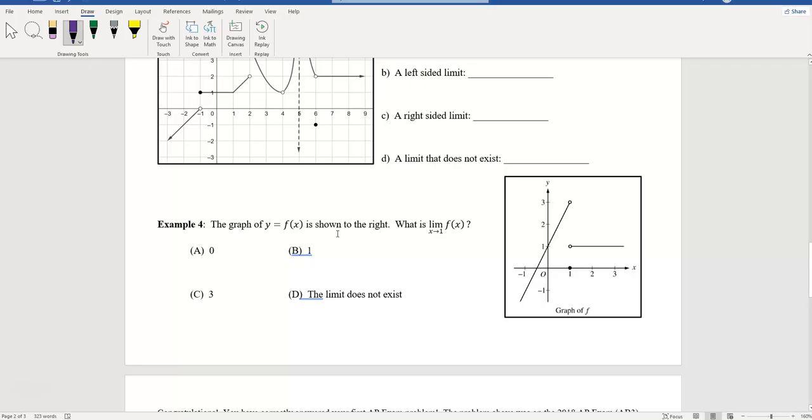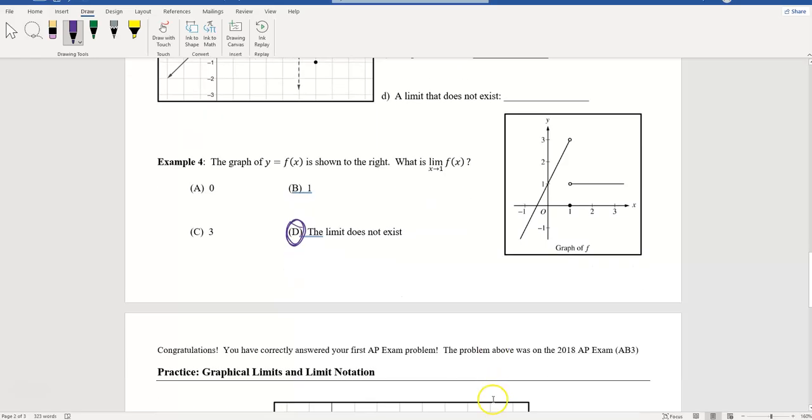So for example 4, the graph of f of x is shown to the right. What is the limit as x approaches 1? Okay, this is just a multiple choice question. What are we going to get here? D, does not exist. Right there.